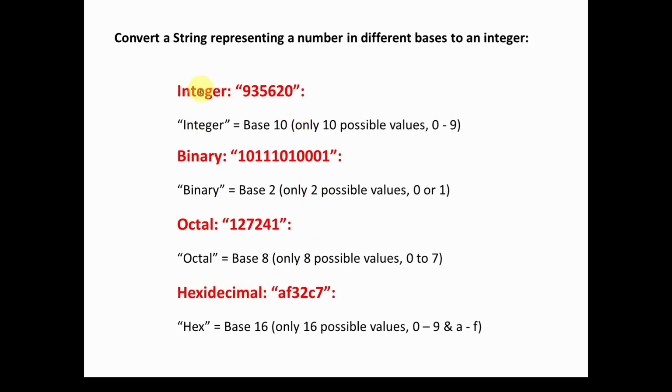As you probably know, integer and decimal numbers are things that we're very familiar with. For example, we might have 935,620. We can work with that, it makes sense. And that's what's called a base 10. And what that means is each digit in this number can have only one of 10 possible values. And those values go from 0 to 9. Keep in mind, 0 is a number. So 0 through 9 gives you 10 possible values. Because if we go to 10, that's 2 digits.